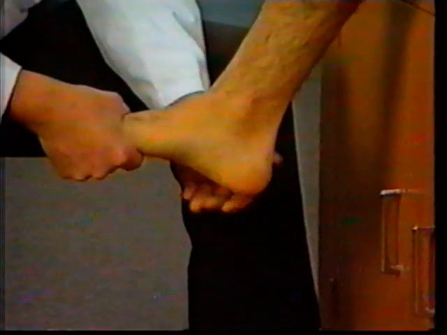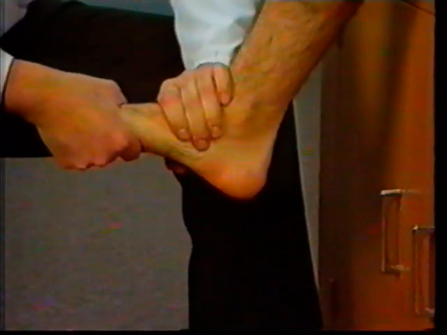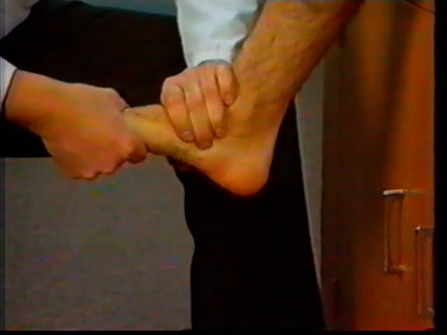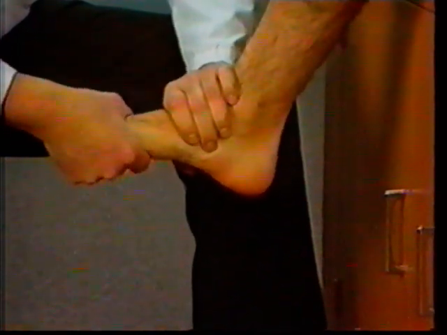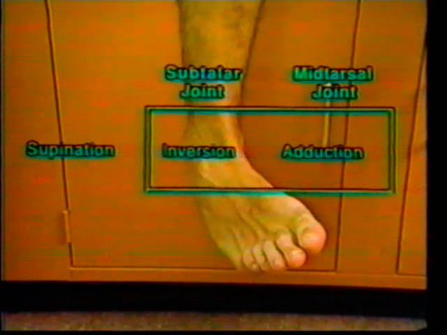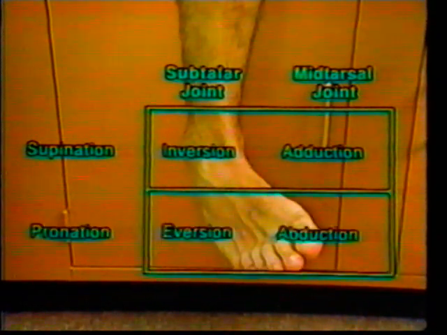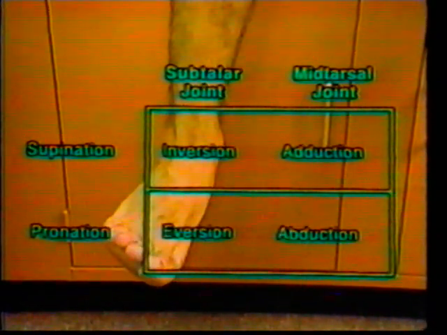Passive dorsiflexion and plantar flexion should also be assessed at the mid-tarsal joints. Note when testing motion actively, the patient is not able to isolate the motion at the subtalar and mid-tarsal joints, and it is the combination of movements at these two joints that result in supination, inversion and adduction, and pronation, eversion and abduction.